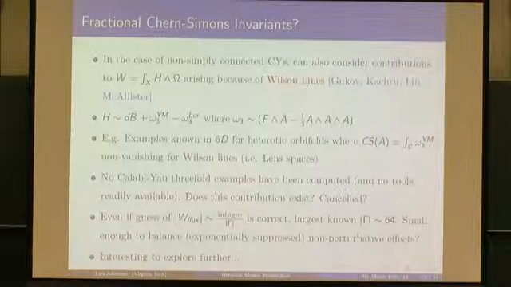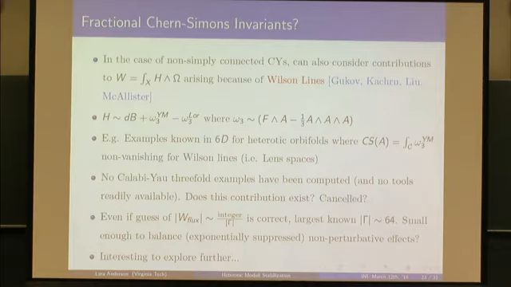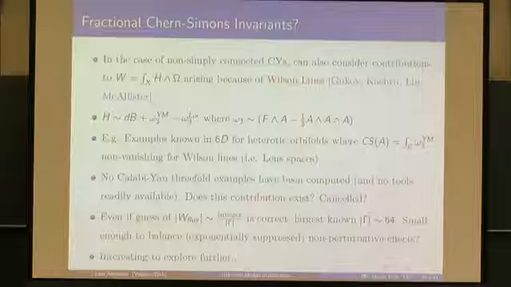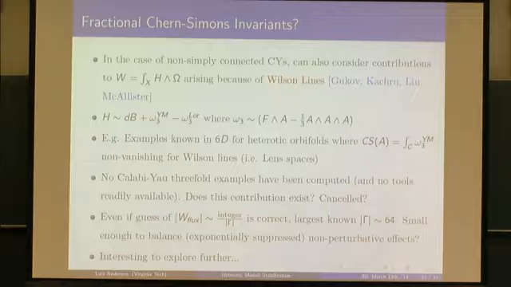There's interesting work by Gukov, Kachru, Liu, and McAllister, which said perhaps you could generate Gukov-Vafa-Witten superpotentials from things like Wilson lines, fractional Chern-Simons invariants, coming from combinations of terms like this, where the A in here is now flat. Examples were known in 6 dimensions for heterotic orbifolds, where in principle you could get non-trivial Chern-Simons invariants, which are non-vanishing for Wilson lines on lens spaces. The hard part about this is an interesting idea.